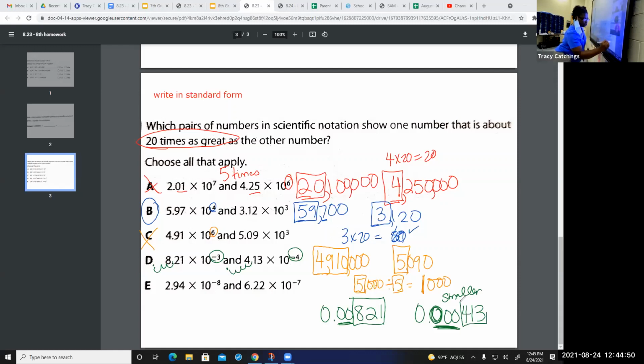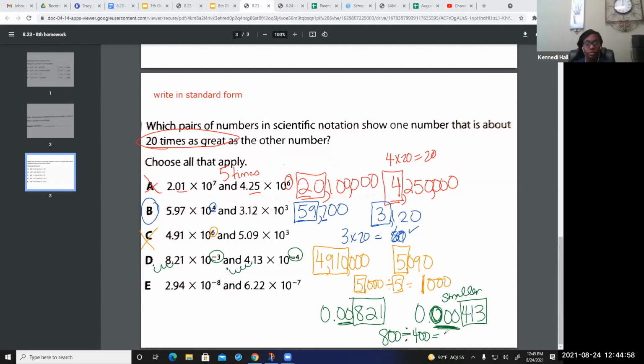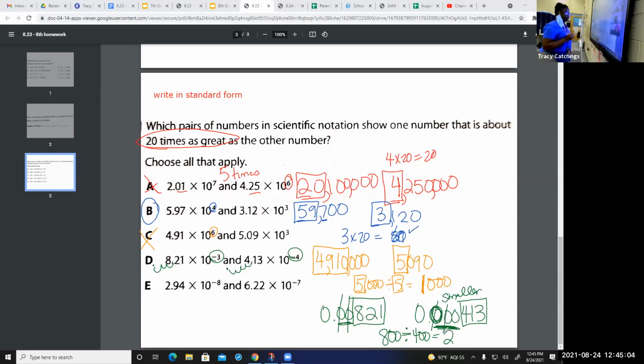We have 821 and 413. We can round that to 800 divided by 400. What do we get? 2. And then patterns in division tell us we can eliminate those zeros that were the same. How many zeros are left? 2. Look in front of the decimal. 1. Only one left, so we'll tag along 1 to give us 20. So D will work.